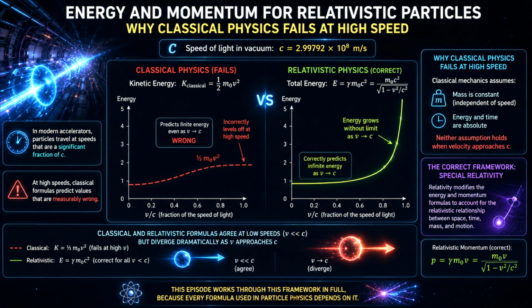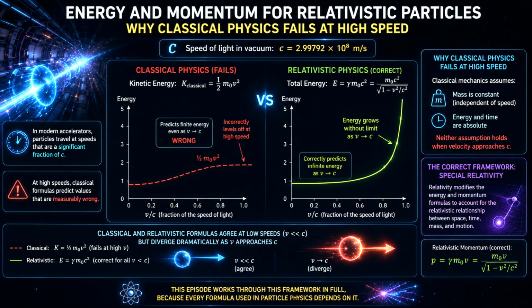Every particle inside a modern accelerator travels at speeds that are a significant fraction of the speed of light in vacuum, which is 2.99792 times 10 to the power of 8 meters per second. At these speeds, the classical formula for kinetic energy, 1/2 times mass times velocity squared, and the classical formula for momentum, mass times velocity, both fail to correctly describe the particle's behavior. They predict values that are measurably wrong.